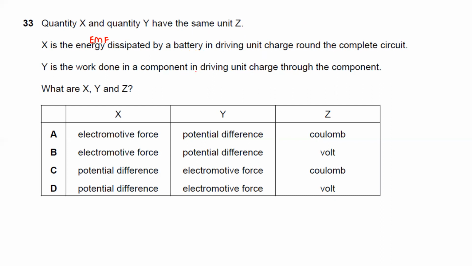Y is the work done in a component in driving unit charge through the component. So this is the voltage, or the potential difference. So what are X, Y, and Z? Both are measured in volts. So the units for both are volts, X is EMF, and Y is potential difference. So answer B is the right choice we have.